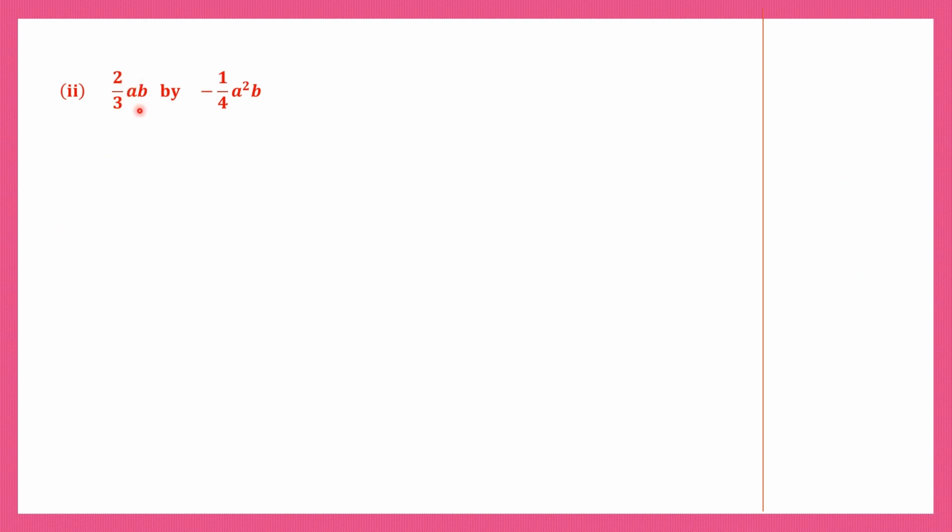Multiply 2 by 3ab by minus 1 by 4a squared b. So this will be 2 by 3ab into minus 1 by 4a squared b. First multiply the numerical coefficients, that is 2 by 3 into minus 1 by 4. First look at the sign. Here we have plus, there we have minus. Plus into minus is minus.